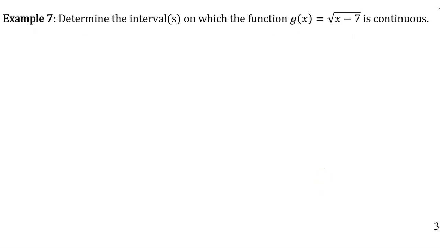So find the interval where the function is continuous, which means we need to stay away from where it's discontinuous. This is a square root function, so we know that the domain must be greater than or equal to 0. So let's put that into our lovely doohickey. X minus 7 greater than or equal to 0, so x must be greater than or equal to 7. So as long as we are dealing with this particular interval, the function is continuous.